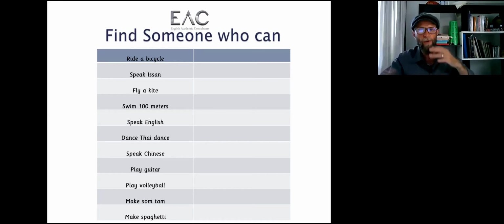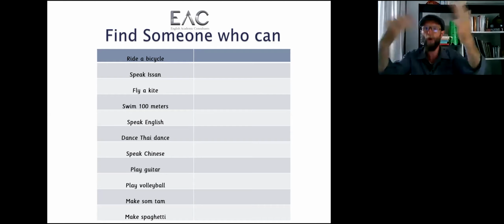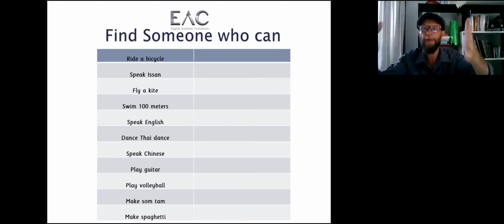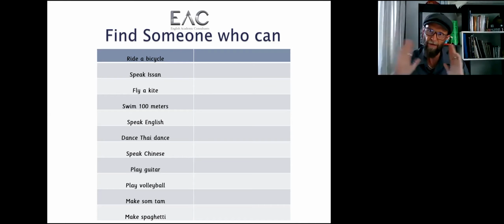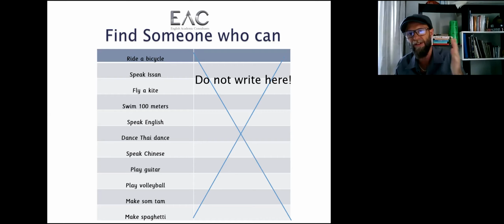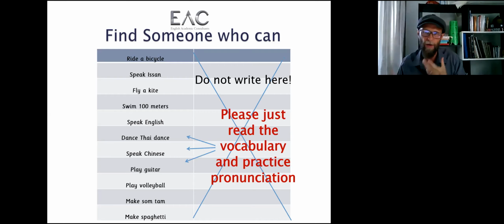I would review the pronunciation. I would practice with them. Repeat after me. Ride a bicycle. Speak Isan. I would do that. Practice the vocab. I would then hand out the worksheet with instructions not to do any writing. All I want them to do is read the vocab, practice pronunciation, confirm they understand the meaning.